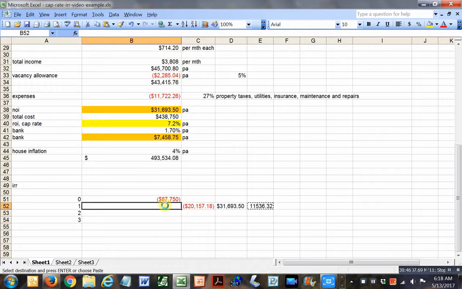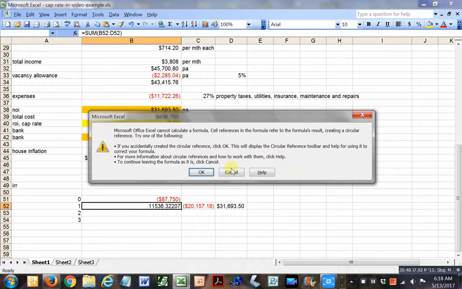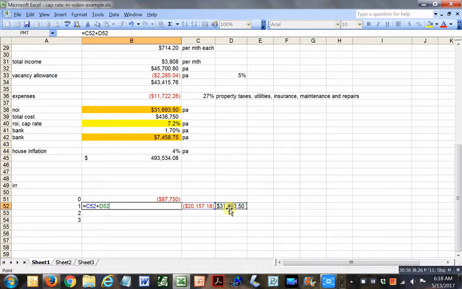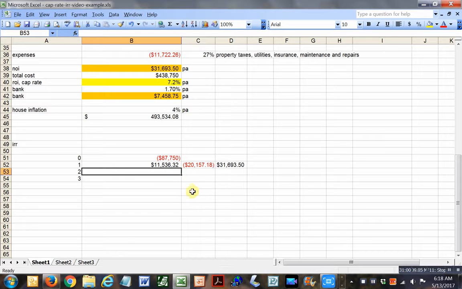Oops, that should go over here, excuse me. I did a Control X there, and I'm doing a Control V. Okay, cancel that. Sorry about that. So let's just do this. Equals this guy plus this guy. All right. Hit the enter key. So we're making about $11,000 a year on this building. So about $1,000 a month.